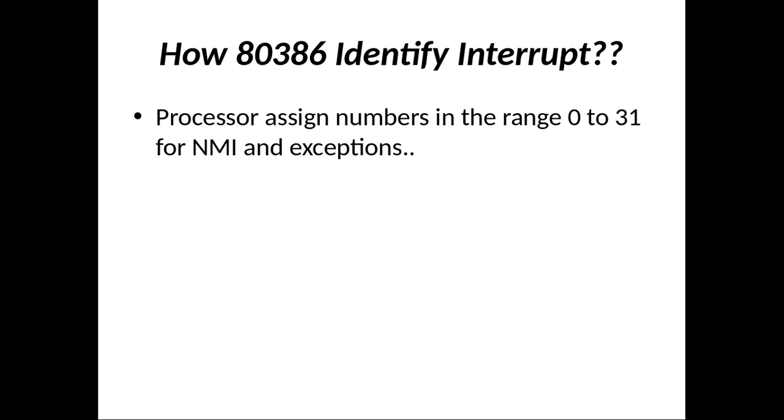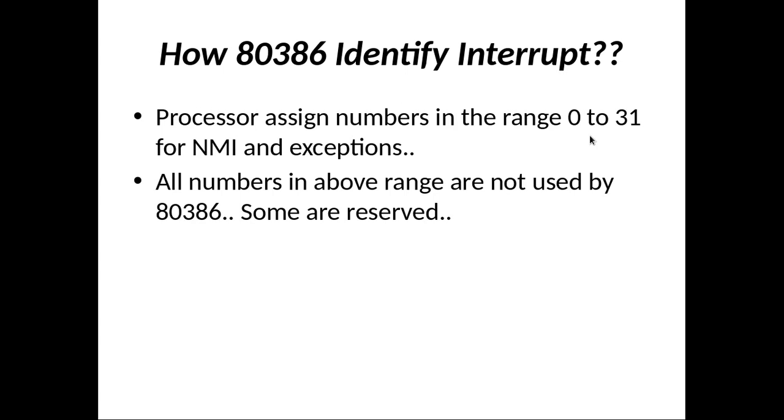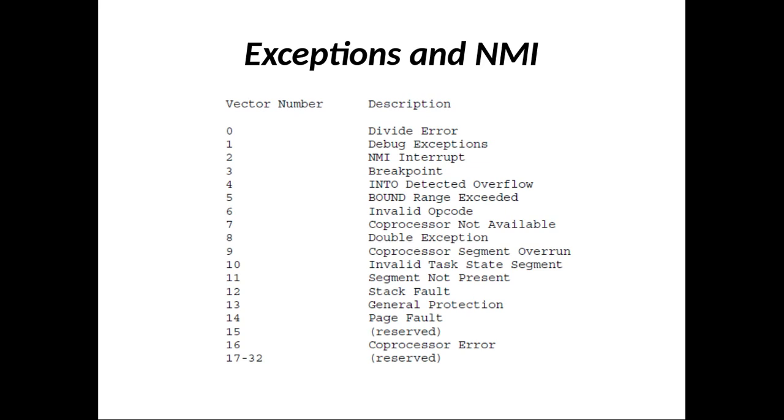So please try to understand now this statement. Okay, again all numbers in above range are not used by 80386. So we are saying that this range 0 to 31 is allocated to the exception and NMI, but all numbers in this range are not defined in 80386. So some of the numbers are reserved. Now let's see which are those numbers.